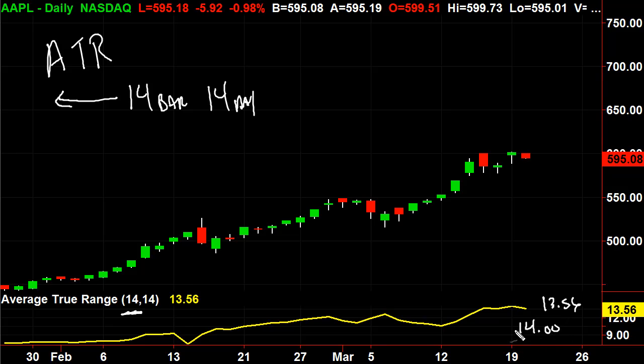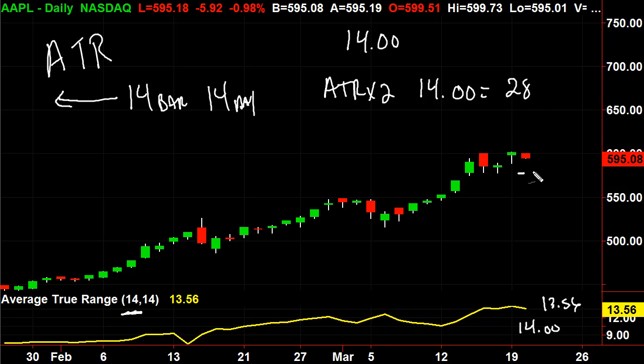So what I'm going to do is go 14. We've got an average true range reading of 13.56. I'm going to round up to 14. It'll just make the math easier. Then I'm going to go ATR times 2. Our ATR is 13.50, and we rounded up to 14. So it's going to be 14 times 2, which equals 28 points. So I'm going to risk 28 points on Apple if I think it's going higher.